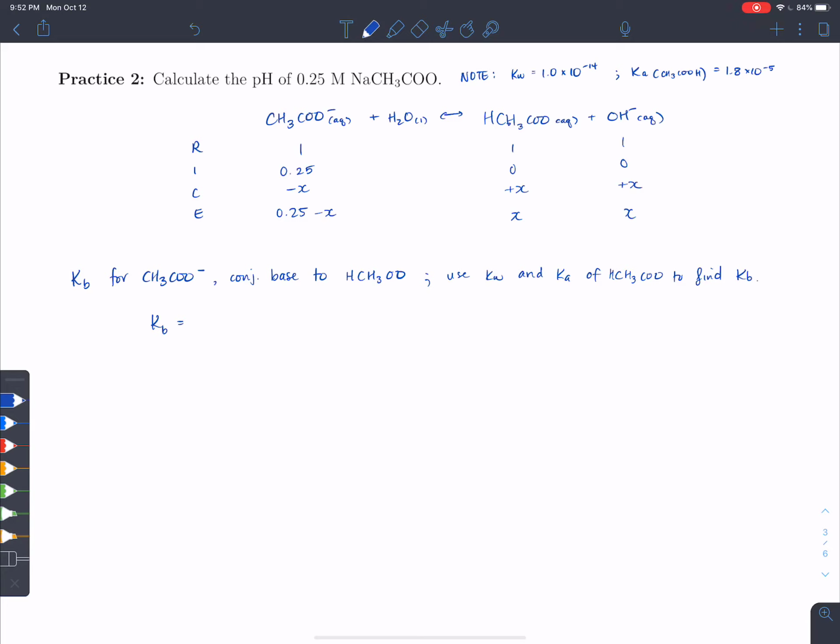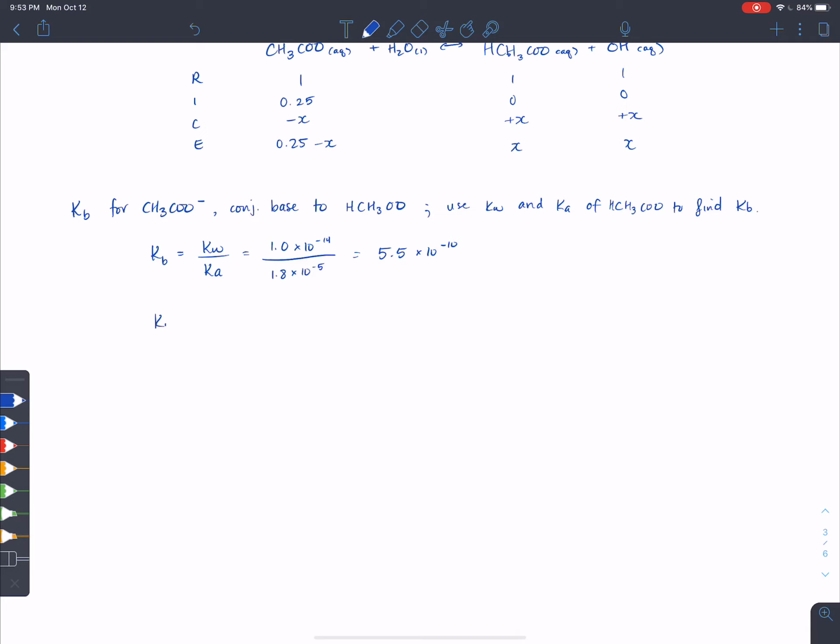So our Kb is equal to our ionization constant of water over our ionization constant of our acid. We know that the ionization constant of water is 1 times 10 to the power of negative 14. We know that the ionization constant of our acetic acid is 1.8 times 10 to the power of negative 5. When we plug that into the calculator, we get 5.5 times 10 to the power of negative 10.